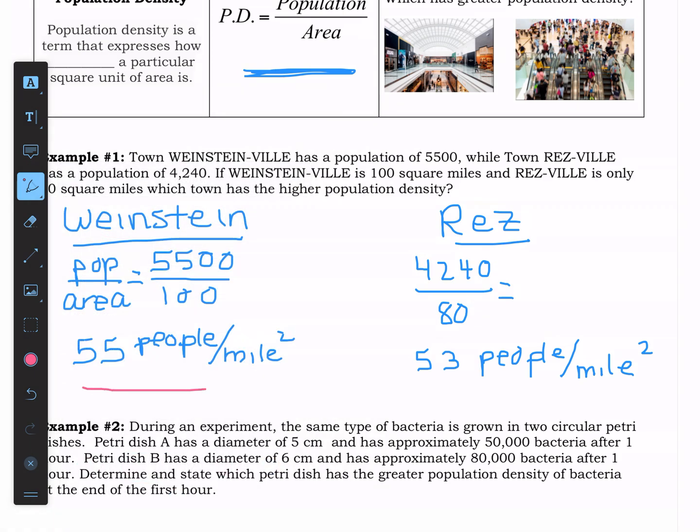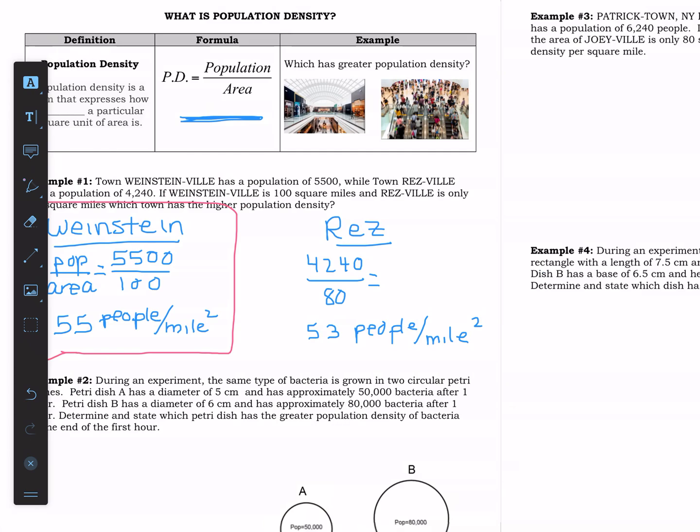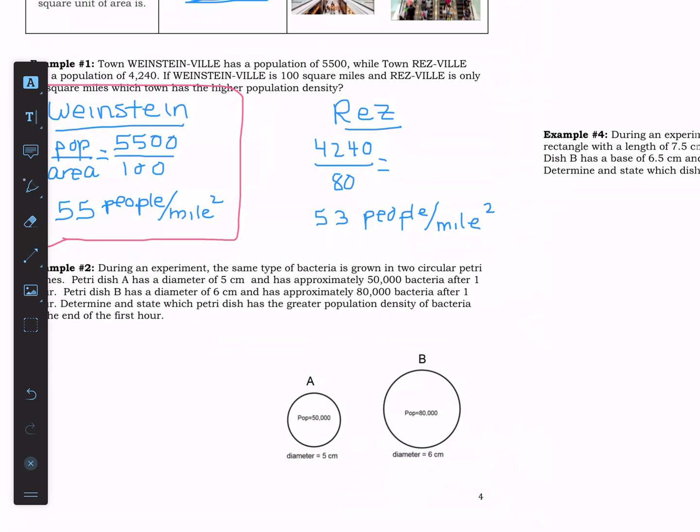That would be my town, Weinsteinville, has more people per square mile. Okay, so that means it's denser, it's more compact. All right. Okay. All of the examples are pretty much like this, but let me go over example 2 because there's one sort of extra aspect to number 2. You're going to actually have to also find the area that was not given to you in this one.